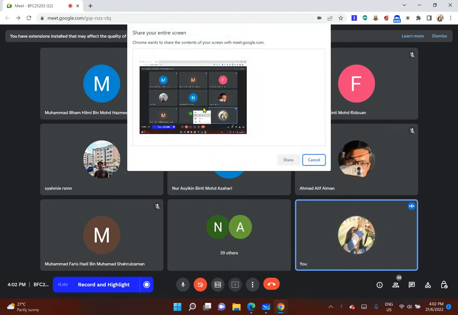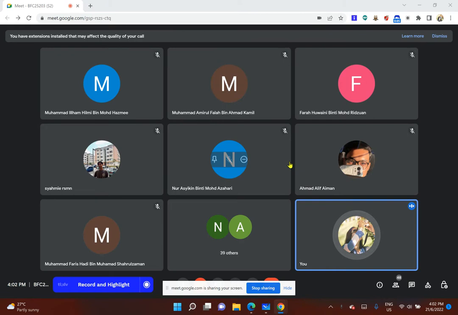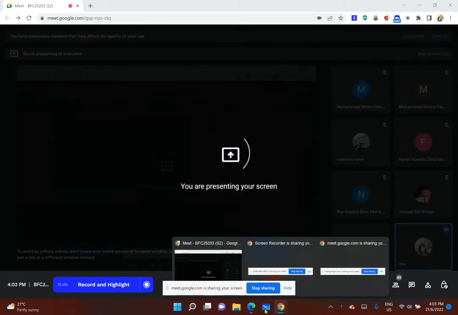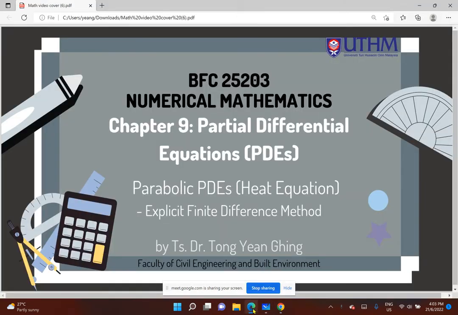Okay, so today we will continue with chapter 9. This chapter 9 is partial differential equations. Today I will start with the parabolic PDE. The example of parabolic PDE is the heat equation. For the heat equation, today we will start with the explicit finite difference method.